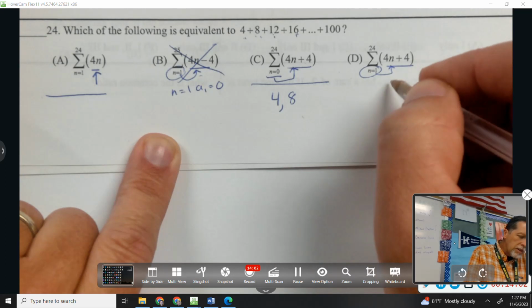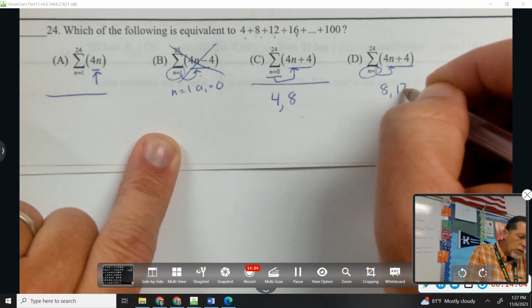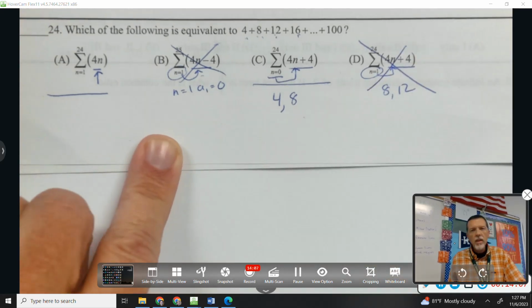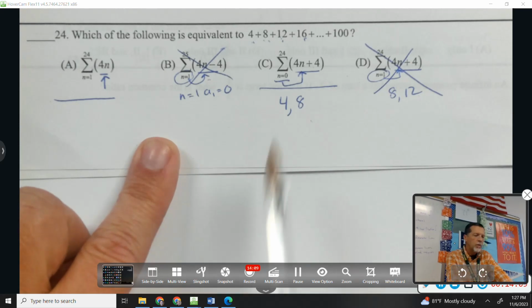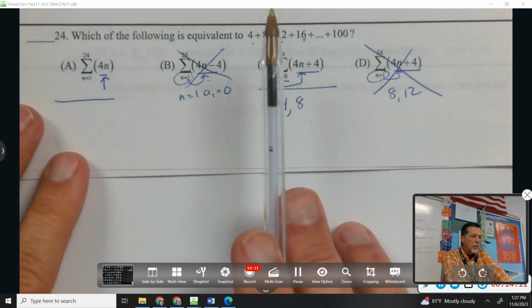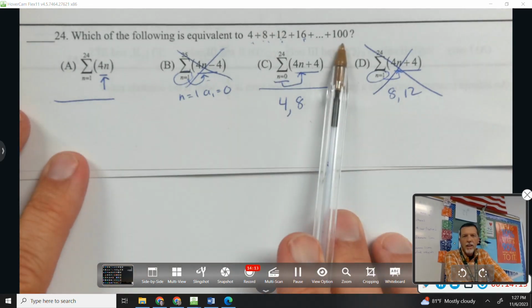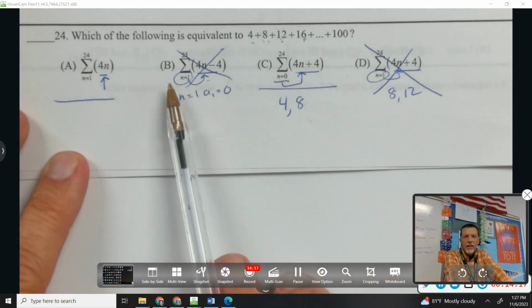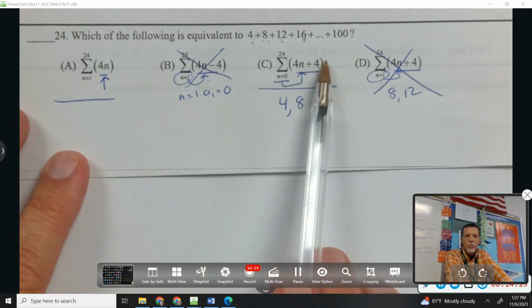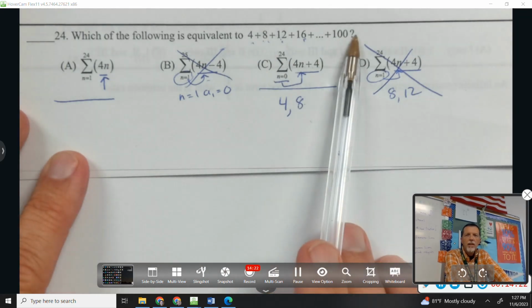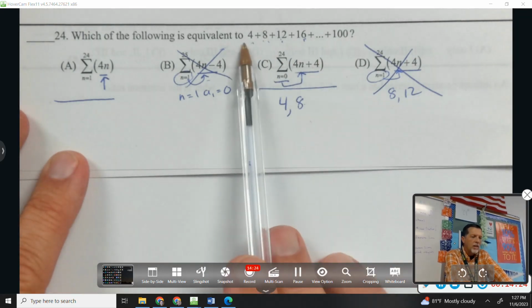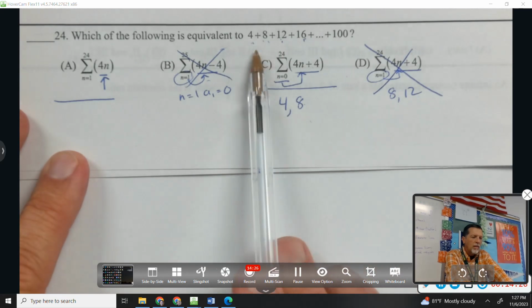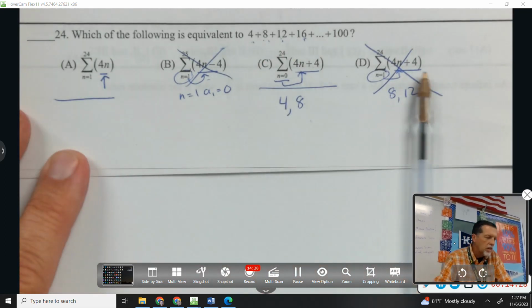If I plug in 1 for D, I get 8 and 12, so that one's out. Oh, so I need to be careful here. If I'm going from 4 to 100, and I'm adding 4 each time, how many terms should I have? That should be 25 terms.